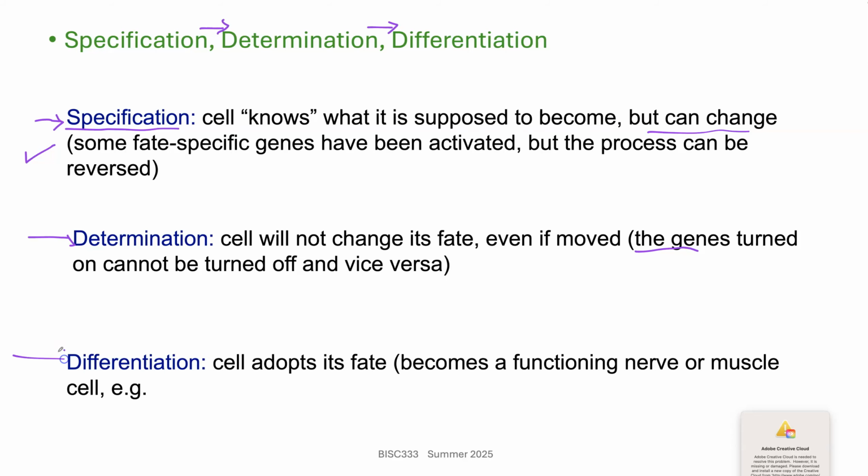And then finally, differentiation is when that cell has adopted its fate. So it becomes a functioning nerve cell or muscle cell or skin cell or whatever it is that it's supposed to become.